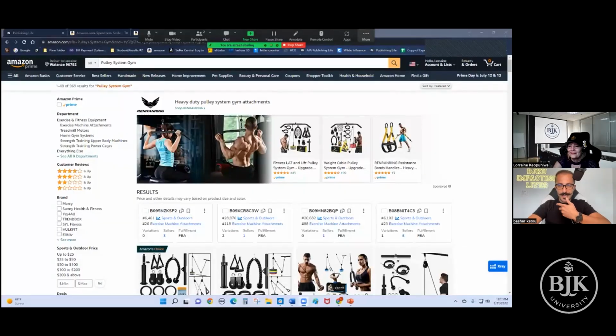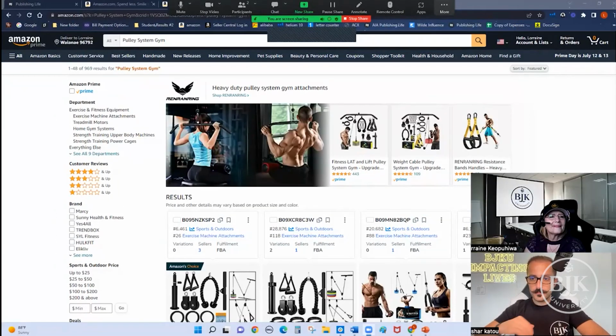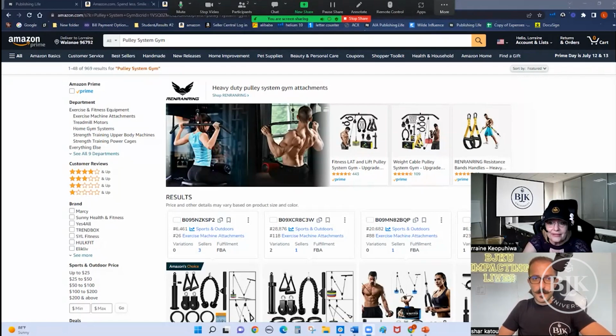Okay. So why don't you go ahead and share your screen and walk us through how you would go about analyzing a product that you just found that you feel is a potential, and show us what you would do. Yeah, so this is the Pulley System Gym. And what we do is we work with an app, Helium 10. Helium 10 allows us to do product research, but it also allows us to analyze the products on Amazon.